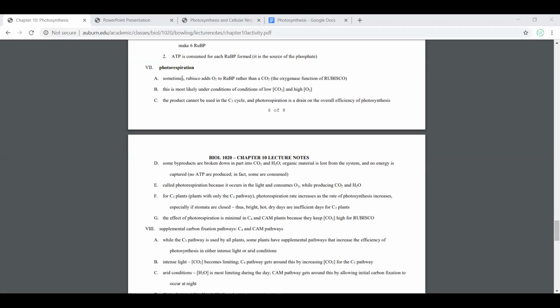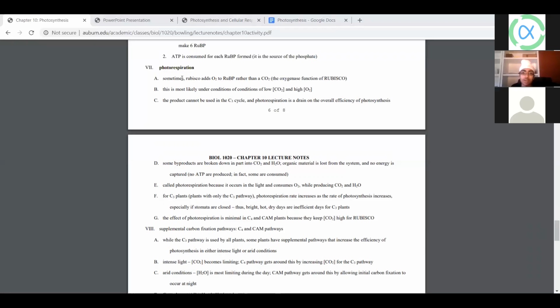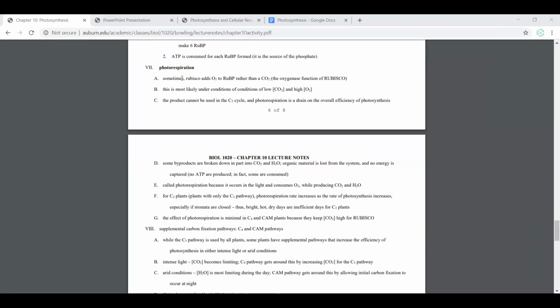So when oxygen binds to Rubisco, this product cannot be used in the Calvin cycle. So we actually start to lose organic material. Because those molecules cannot be regenerated, we just start wasting organic matter from the plant. And this is called photorespiration. It occurs in the light, it uses O2, and it produces CO2 and water, just like cellular respiration does.